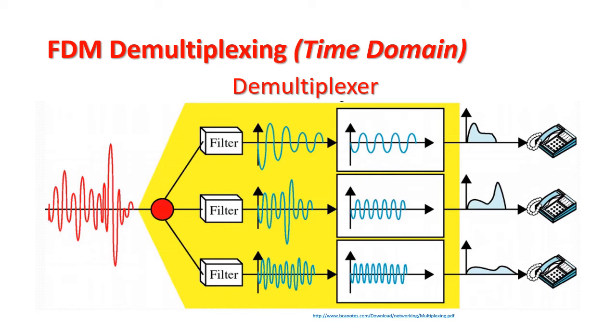And lastly, the third filter will allow the highest frequency of the three to pass through, and again this signal will pass through a demodulator, which will only allow the original message signal to get to the third telephone.